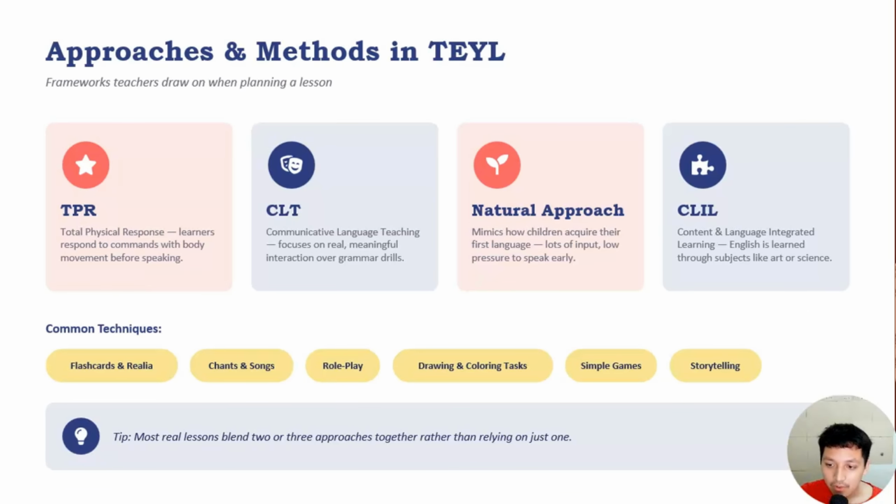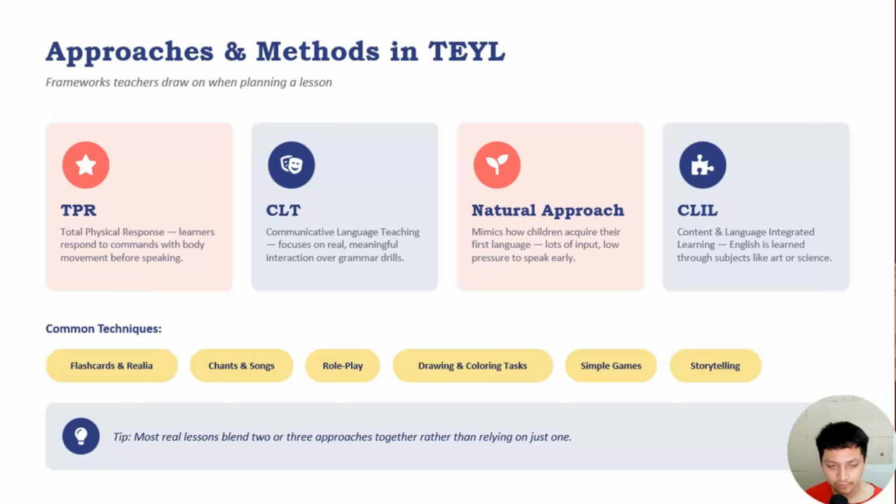Okay, next is approach and method in TYL. Now, let's talk about some approach and method that teachers usually use when planning a TYL lesson. TPR, or total physical response. Learners respond to commands using body movement before they even need to speak. Okay. Next is CLT, communicative language teaching.